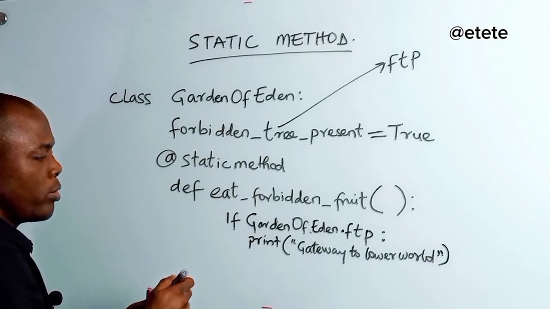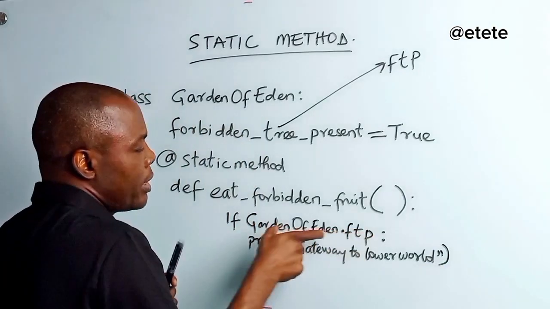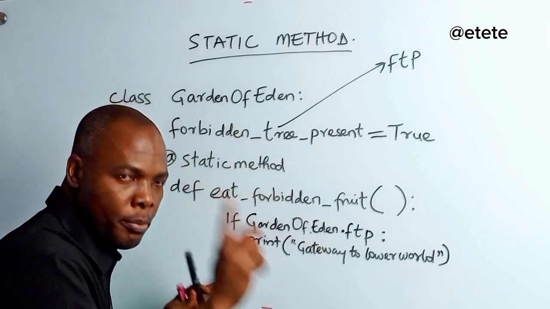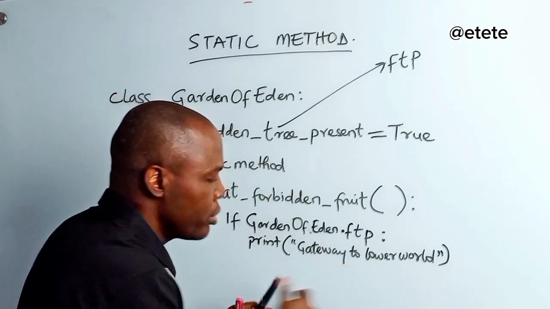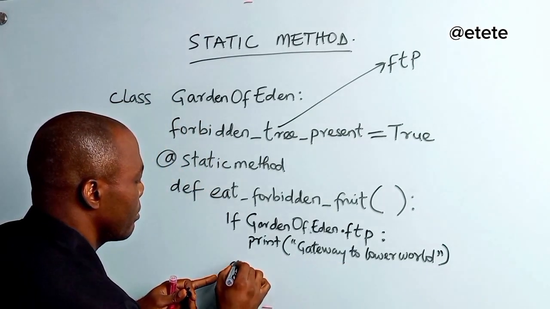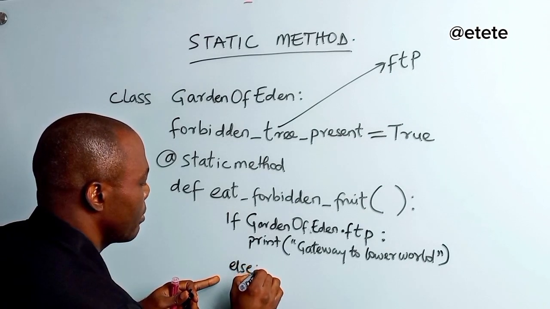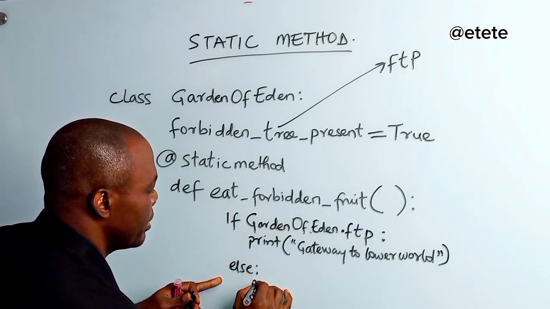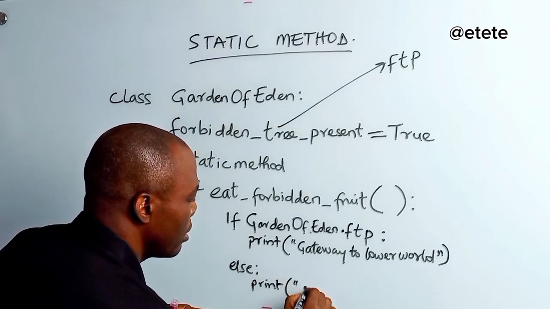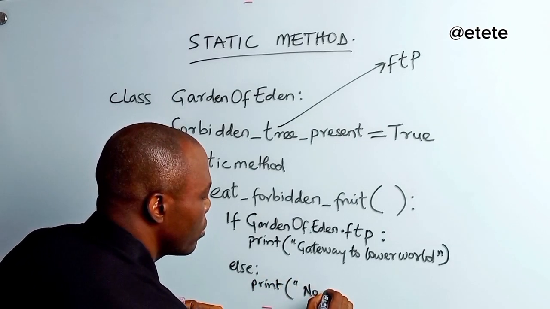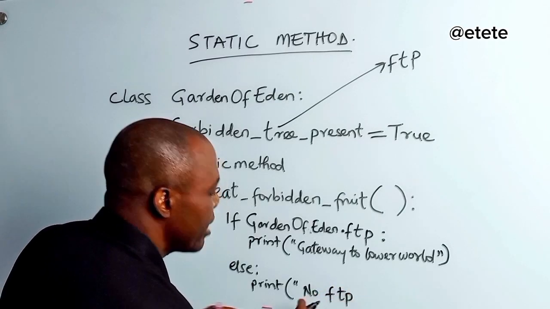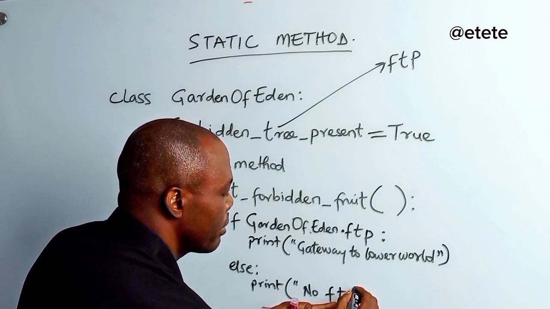Close it. This is what I want you to print. If Garden of Eden, that is, if the tree is present in the Garden of Eden, print gateway to lower world. Else, print no FTP. There is no forbidden tree present.